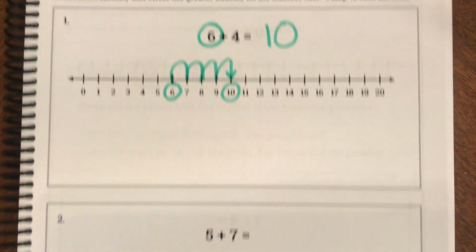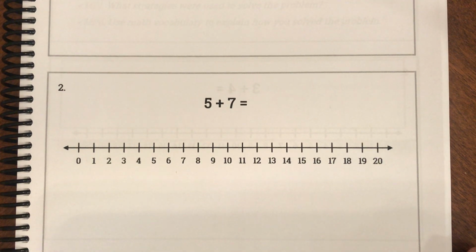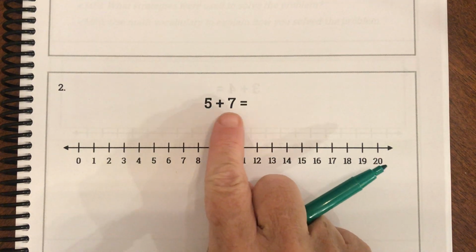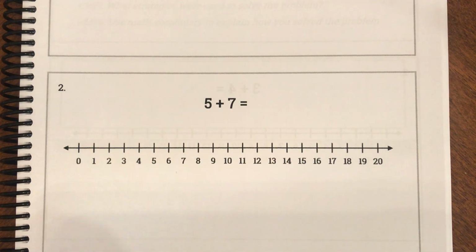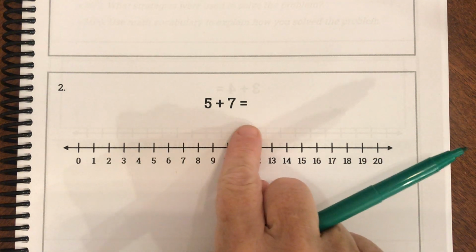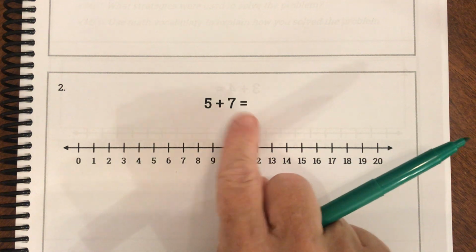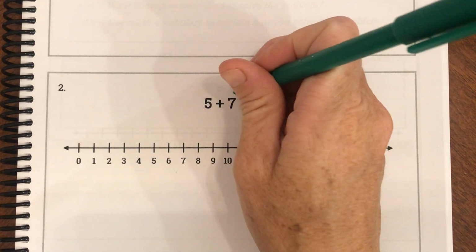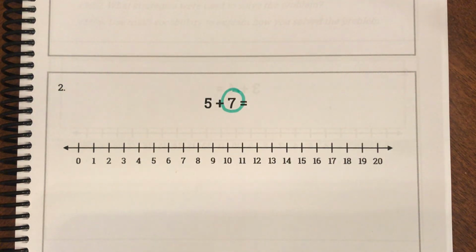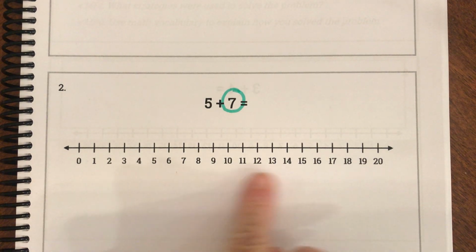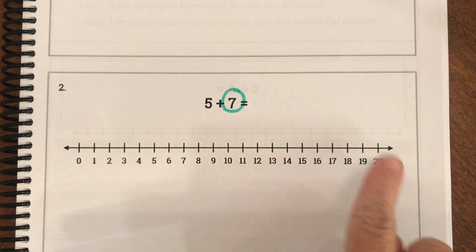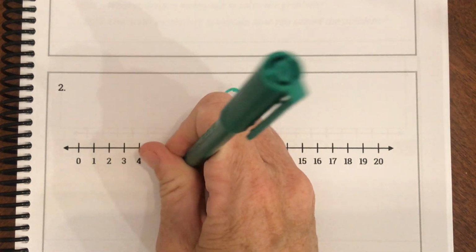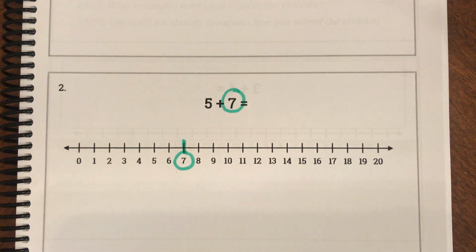Okay, let's look at our next one. Our next one is 5 plus 7. Okay, 5 plus 7. So our first step is we're going to circle our greater addend. Which one's greater, 5 or 7? Okay, I hope you said 7, so let's circle it. And let's come down here and let's circle our 7. It's right here. That's where we're at.